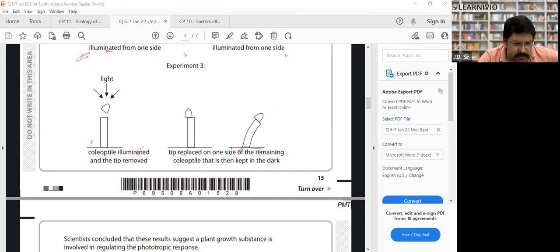Just a minute. The coleoptile is illuminated and the tip is removed. Nothing happened. The tip is replaced on one side of the remaining coleoptile. Okay, first the tip has been illuminated. The tip has been illuminated. Then auxin is activated. Exactly, auxin is present, right? It means it has accumulated on the opposite side. Okay. Because the tip is already illuminated, the auxin will diffuse out. It means auxin is there, activated.